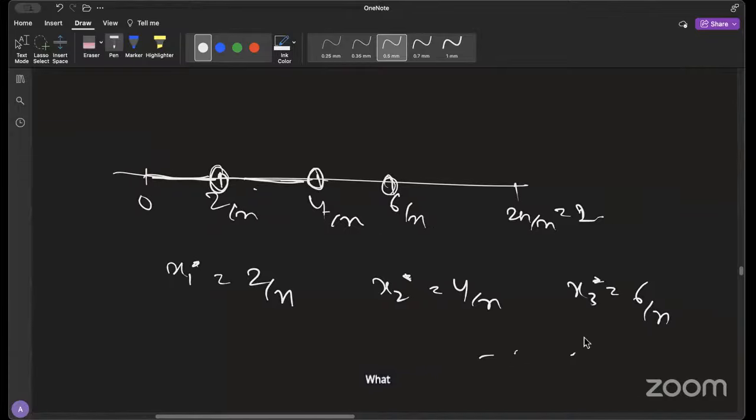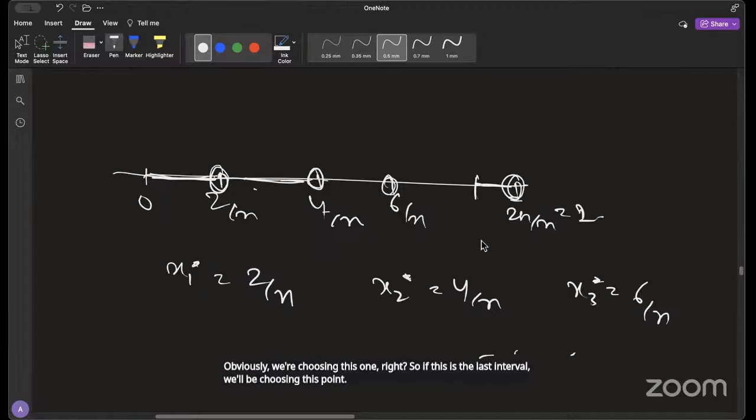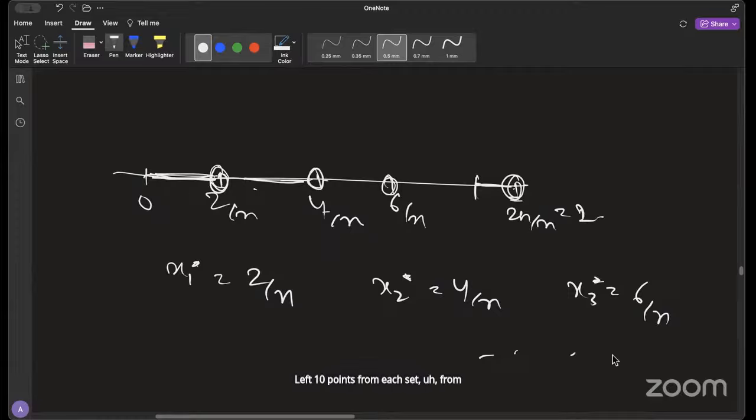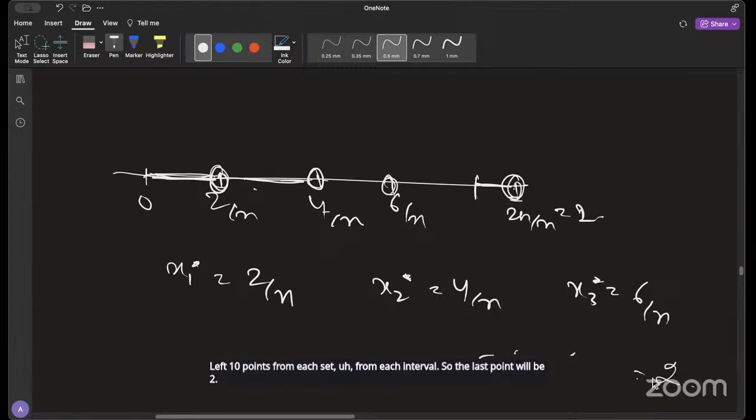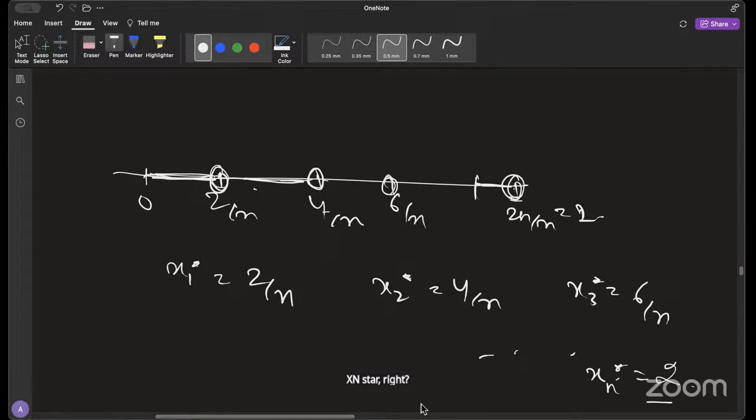What will be the last point? Obviously, we're choosing this one, right? So if this is the last interval, we'll be choosing this point, the left end point, right? Left end point from each interval. So the last point will be 2. And what would it be? xn star, right?